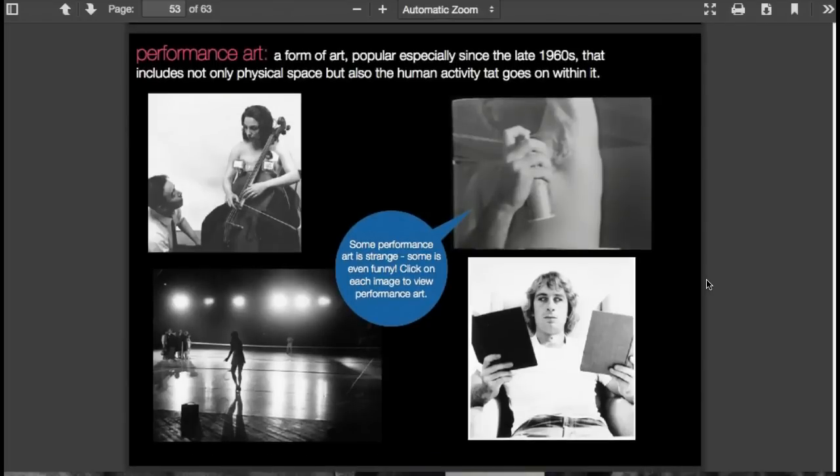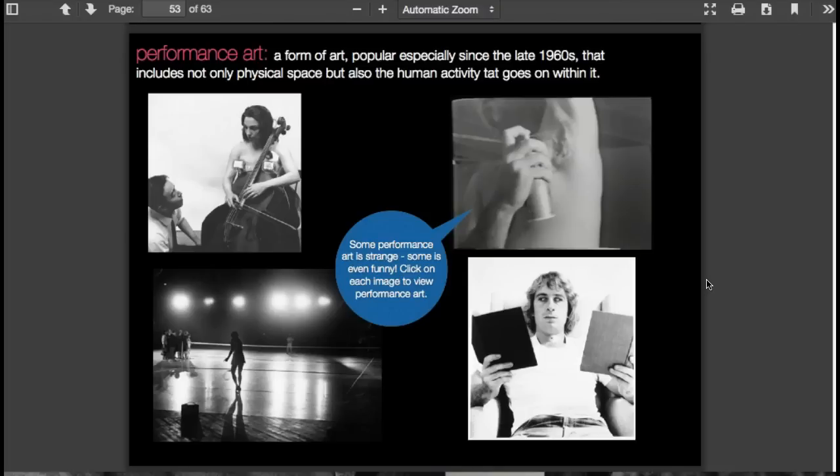Let's talk a little bit about performance art. This is a form of art that's popular especially since the 1960s. It includes not only the physical space but also the human activity that goes on within it. And so I've included just a few examples of performance art. The concept too was that being there and being a part of the artwork was really important. Audience participation, audience reaction was incredibly important to this work. The idea that it was temporal, that it didn't last, that you had to be there to experience it.